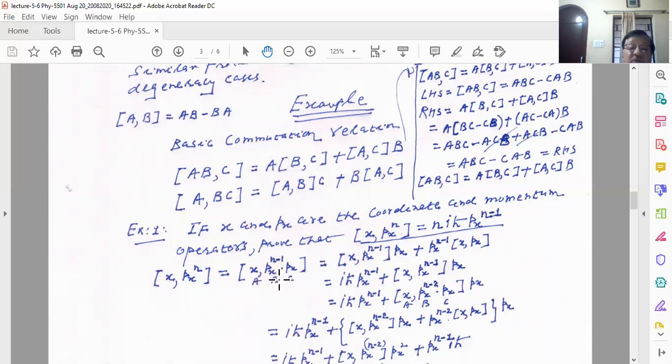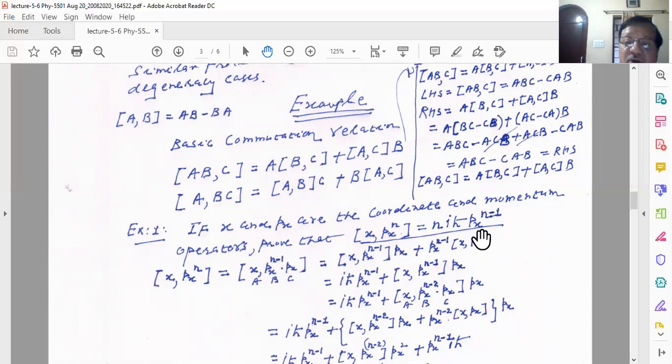So it is the commutator of A and B, that is the commutator of x with px raised to n minus 1. So I write x, px raised to n minus 1. Then the operator C is px, so I write down px here. Plus, this is a plus sign. The operator B is px raised to n minus 1, so I write down px raised to n minus 1, and you have the commutator of A and C. A is x and C is px, so I write down x, px. I hope you understand this step very clearly.